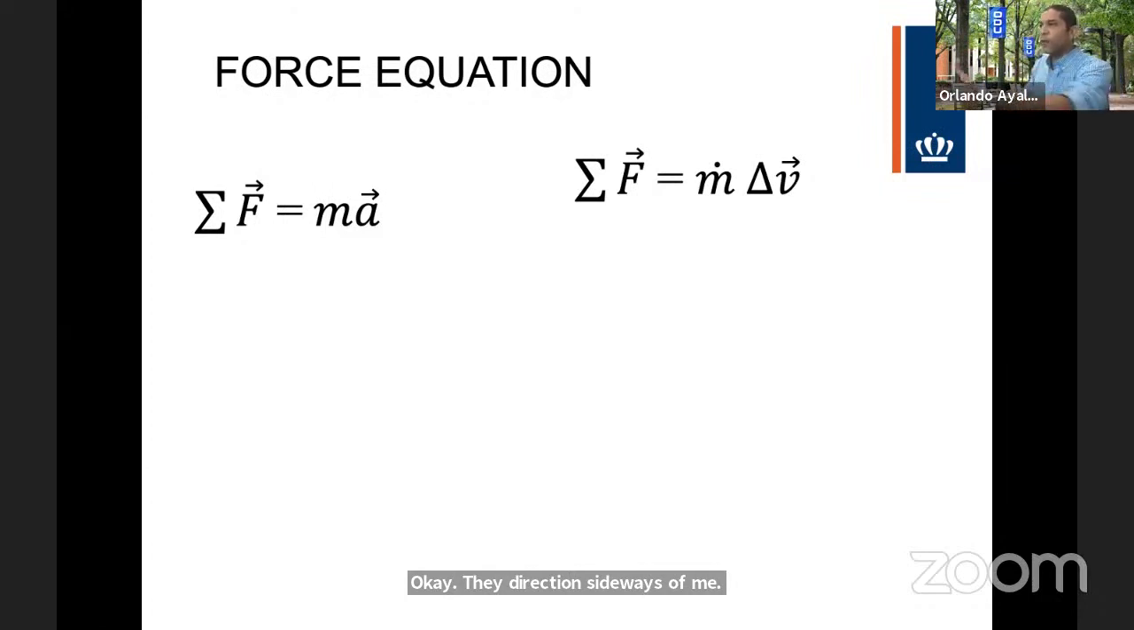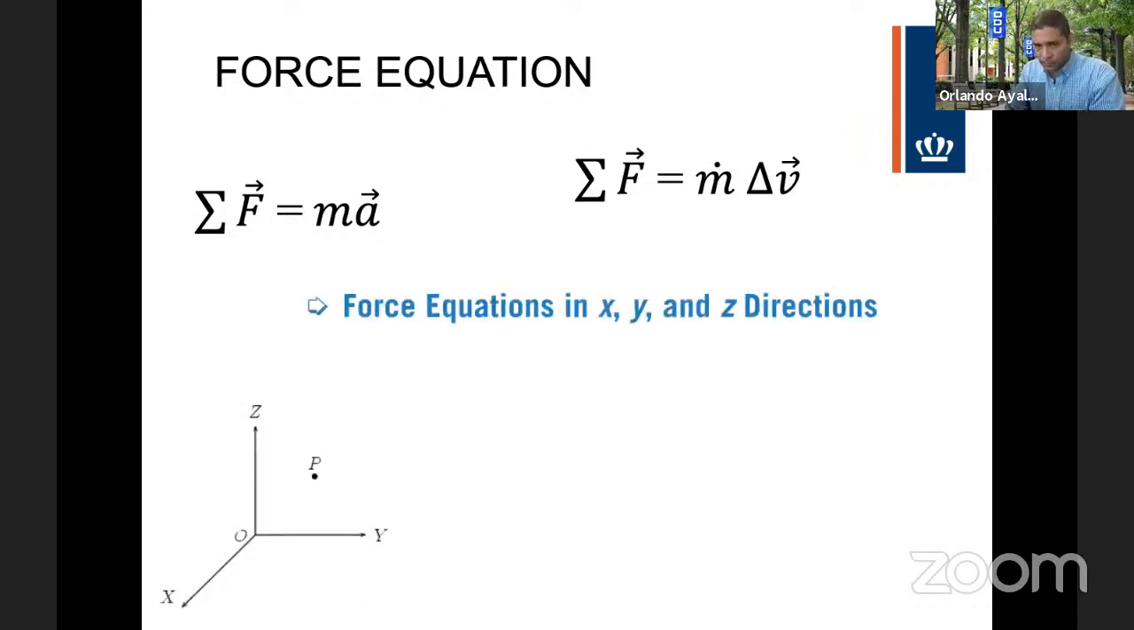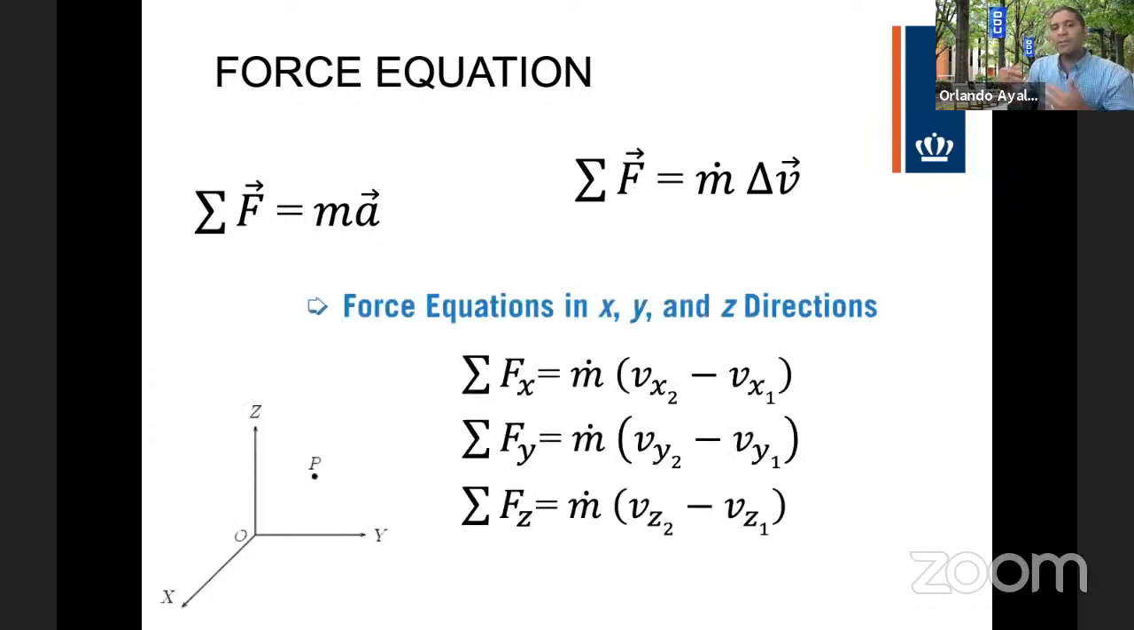The direction in front of me or behind me, the direction sideways to my left or to my right, and the direction going up or going down from me. So there are three directions in three dimensions. Because I know that, I can rewrite that equation into three separate equations: the equation for the direction X, the direction Y, and the direction Z.